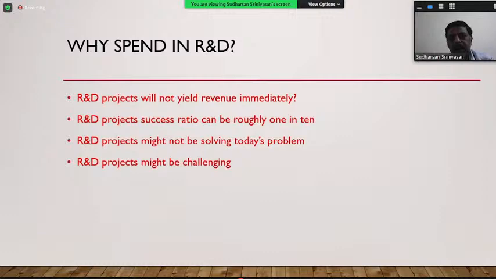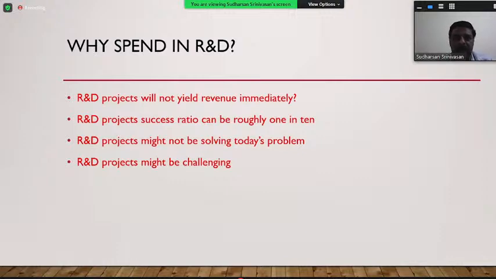And more importantly, R&D projects might be challenging. I'm not from an electronics background, but I'm a computer science guy, so I always love to see what I do. I write a program, it provides an output. But if you're from electronics, or the first time when I was a child, they said electricity is the flow of electrons. I can't see the flow of electrons.